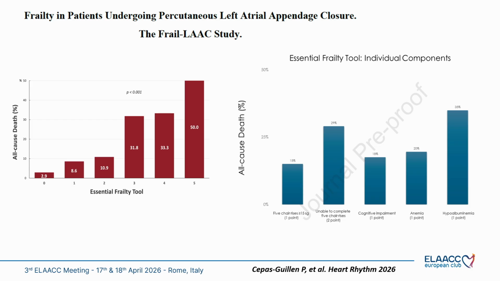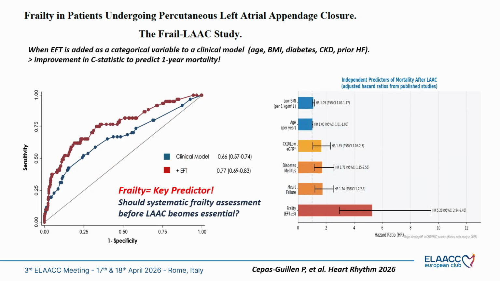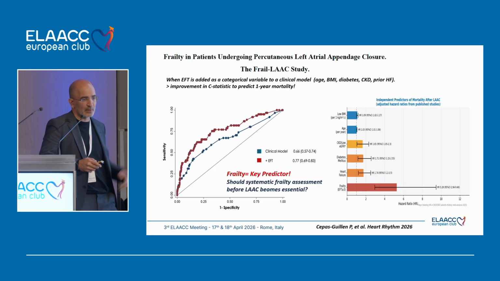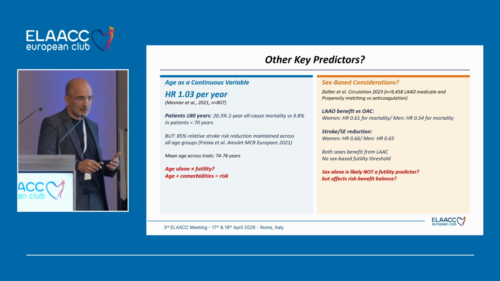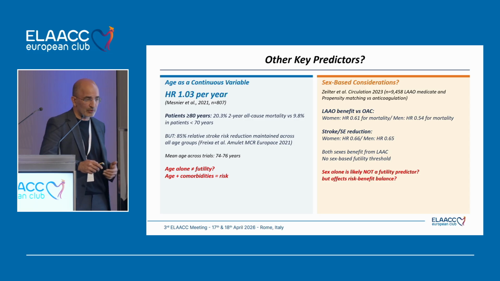The distribution of the different parameters you can see here. For example, the inability to complete the 5-chair rises was one of the most common ones, and the other one was hypoalbuminemia. And if you add this frailty score on top of the classical clinical risk score, you really increase the accuracy of the prediction of this model. So you take the clinical risk factors and you take the frailty scores, and this adds a very important prediction for the patient.